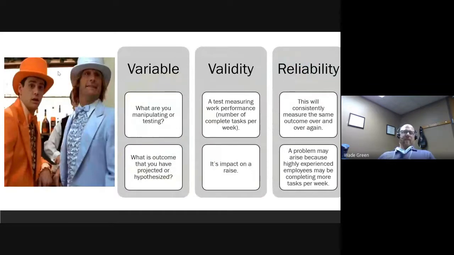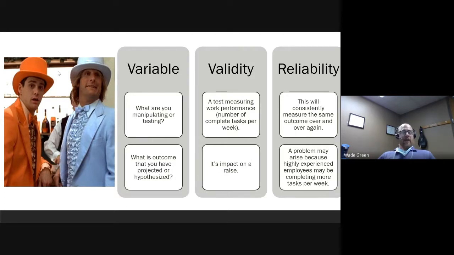Okay, what are the effects though of variables on validity and reliability, right? So, for example, that variable that we are manipulating is called our independent variable, the thing that we are changing or manipulating in our experimental study. Okay, so for example, what is one example of internal validity?